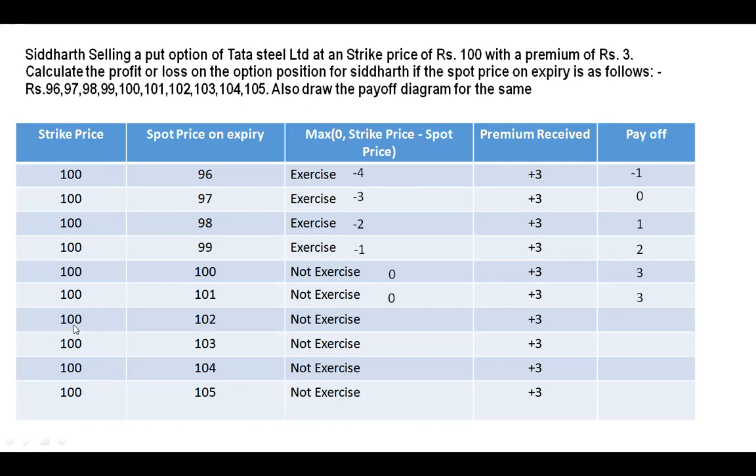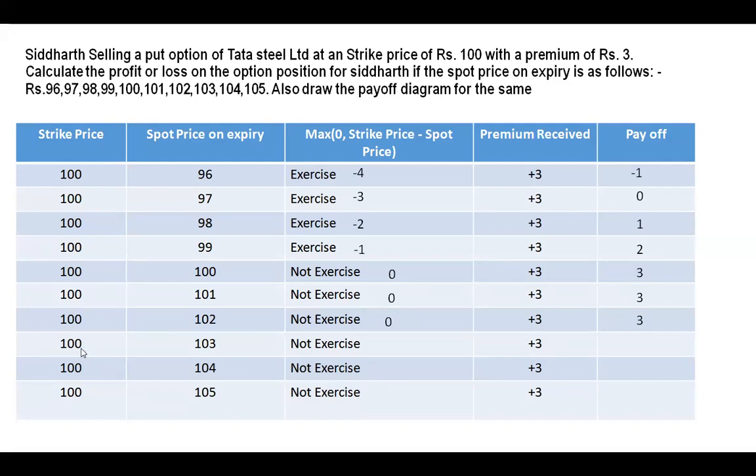100 rupees is the price for the put buyer. For the put buyer, 100 rupees is the selling price. He has a right to sell at a strike price at 100. But when the spot price is 102, he will leave this contract price. He will write not exercise, 0. And he paid premium to the seller. So seller received the premium and the premium left by the buyer is the profit for the seller.